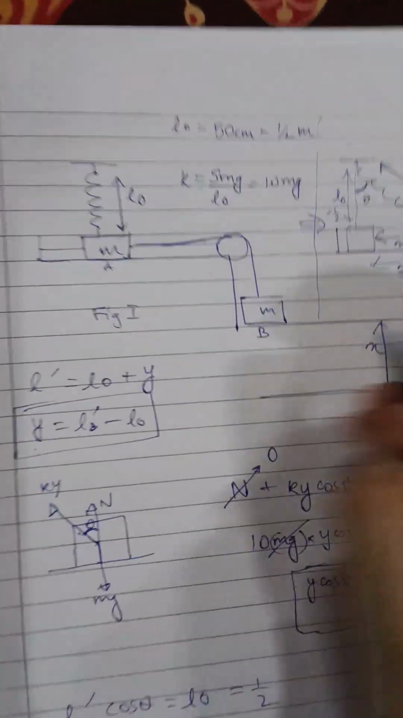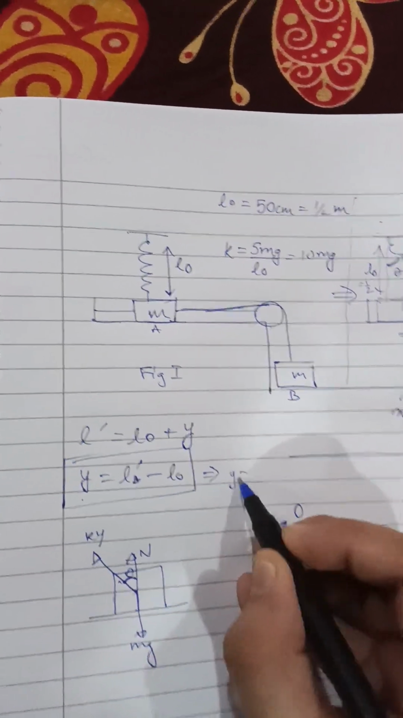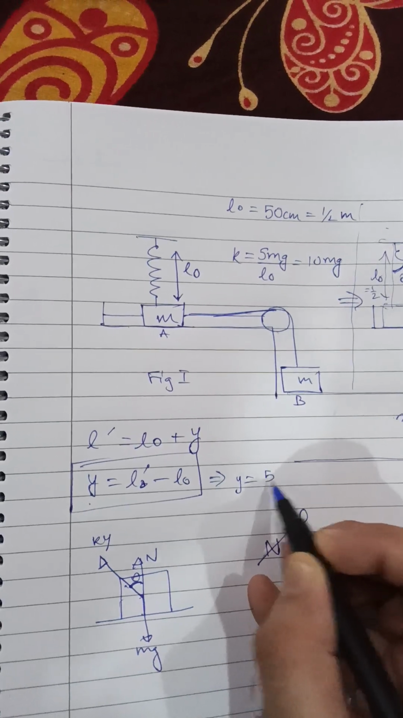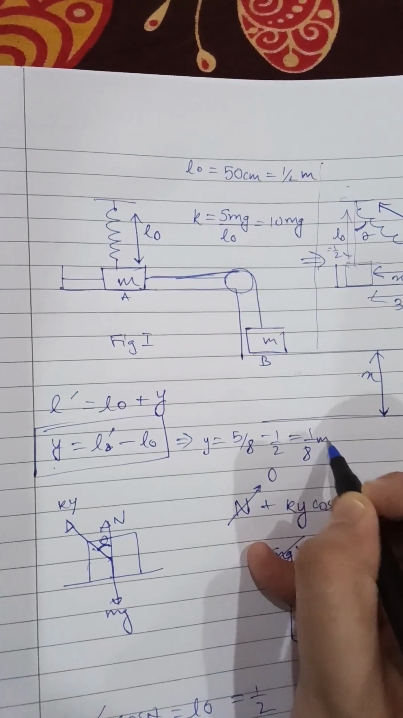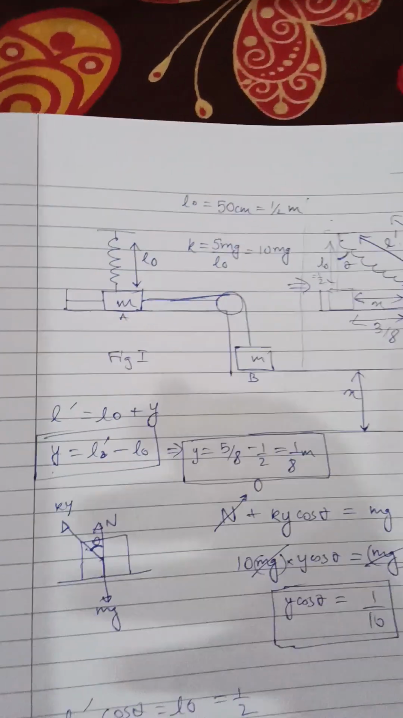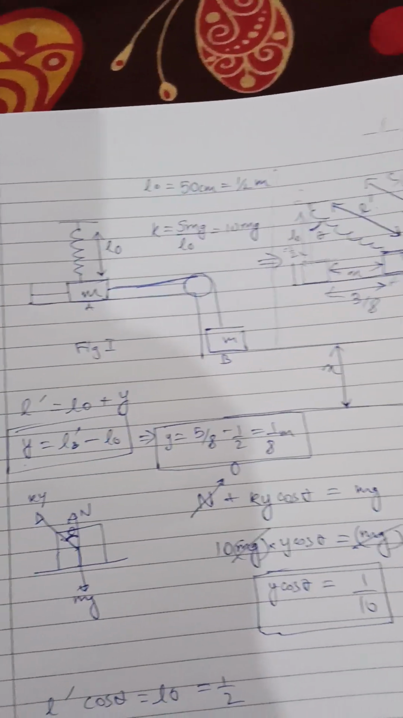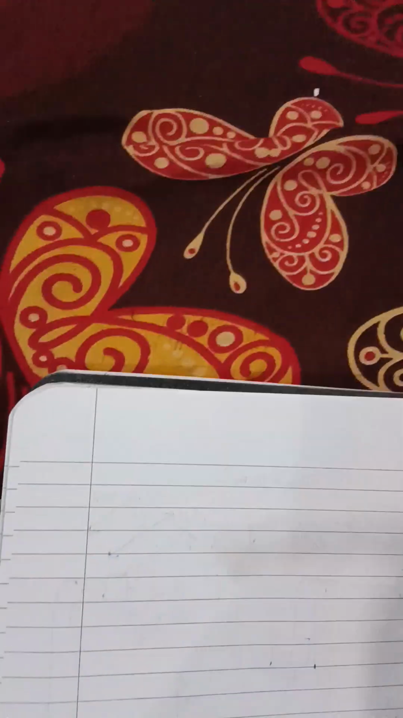And from here, we get to know that y equals 5 by 8 minus half, which is equal to 1 by 8 meters. Please write the units. I've actually forgotten a lot of them. But since this is rough work, I'm not writing, but in exam, please write or else you'll get confused or your marks will get cut.